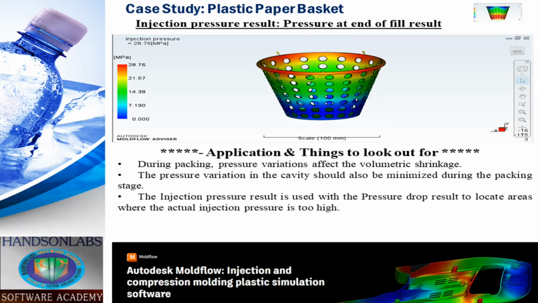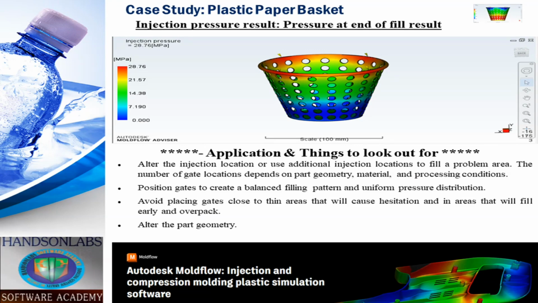Now, we should also take note of this too: during packing, pressure variations affect the volumetric shrinkage. The pressure variation in the cavity should also be minimized during the packing stage. Then the injection pressure result is used with the pressure drop result to locate areas where the actual injection pressure is too high. This is under the injection pressure results.